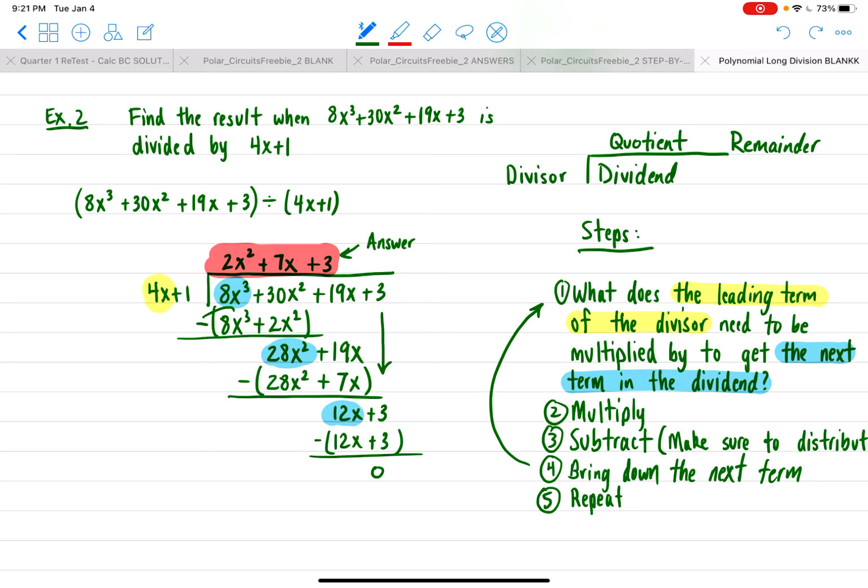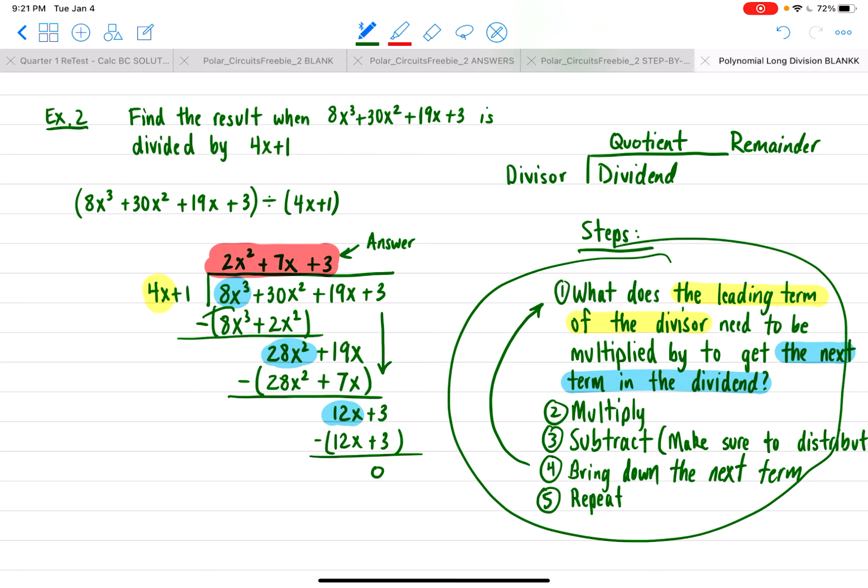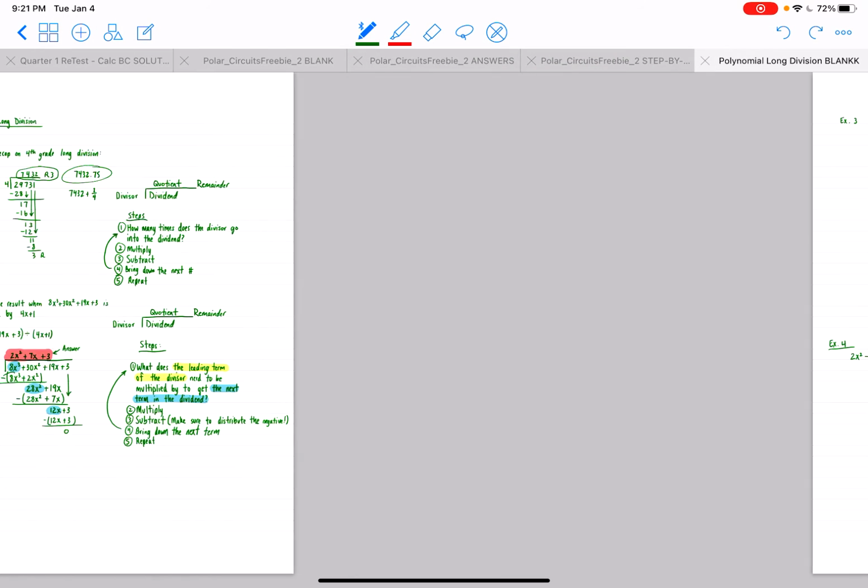There are a couple caveats that I need to throw in on this, so we got to talk about those, but that is how long division works. So follow these steps, and you'll be good to go. Okay? Let's look at a couple more examples.